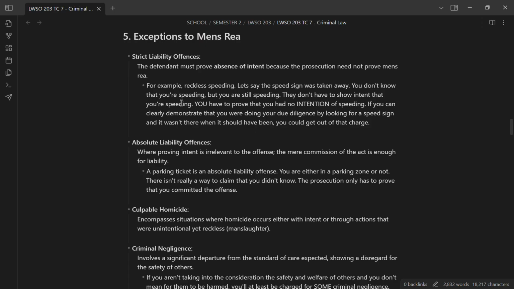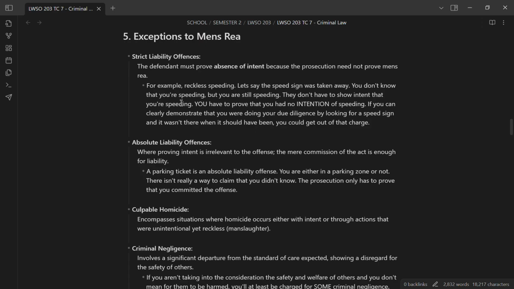Let's look at the next exception, right? Absolute liability offenses. Here, proving intent, or proving mens rea, is irrelevant to the offense. The mere commission of the act is enough for liability. So, for example, a parking ticket is an absolute liability offense. You're either in the parking zone or not. Intent doesn't really matter. There isn't really a way to claim that you didn't know.